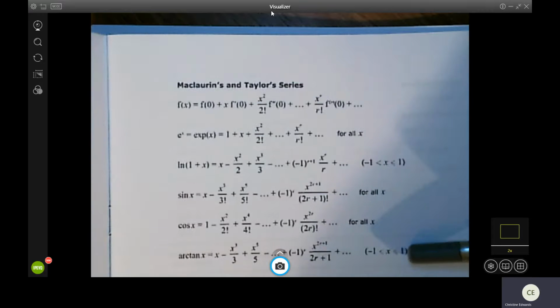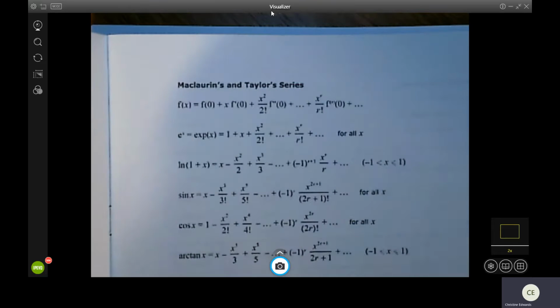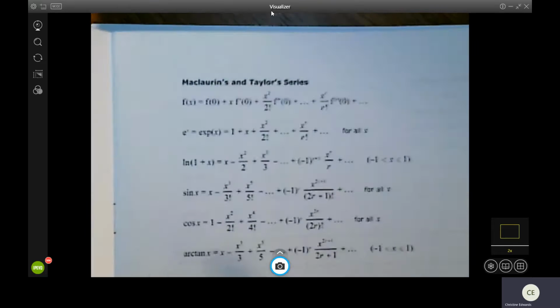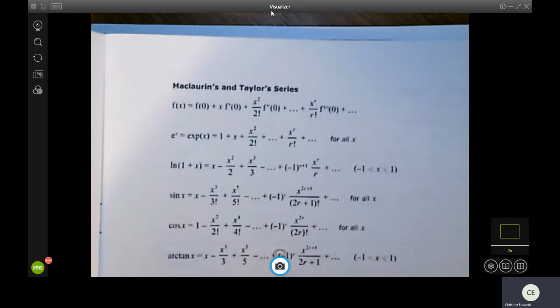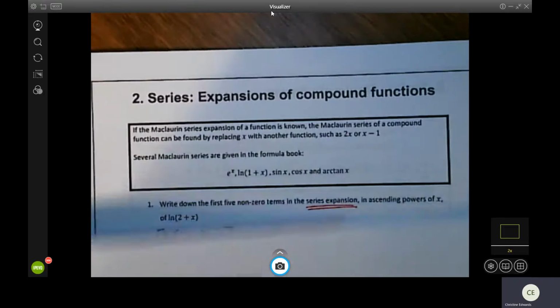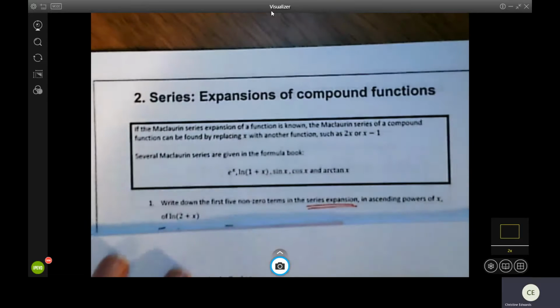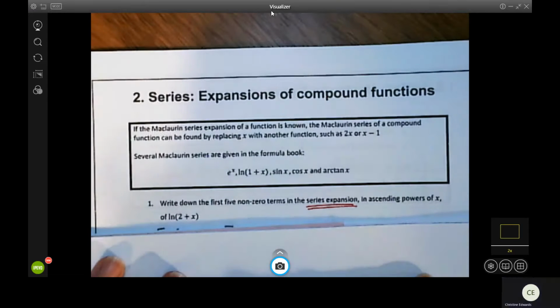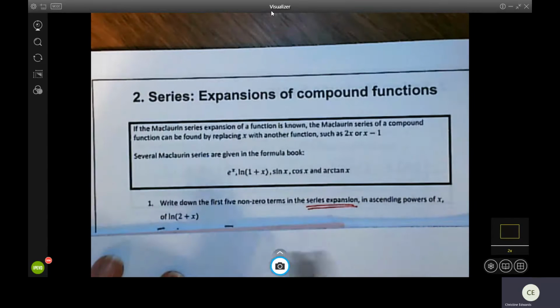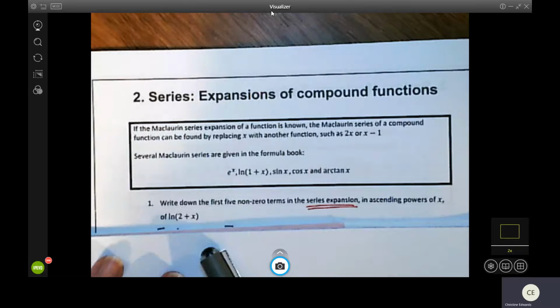And we're now going to use these in some standard functions in a similar way to the binomial expansion that you met in your A-level maths. Let's have a look at the questions on page 17. So the first one is asking us to write down the first 5 non-zero terms of the series expansion of log of 2 plus x.